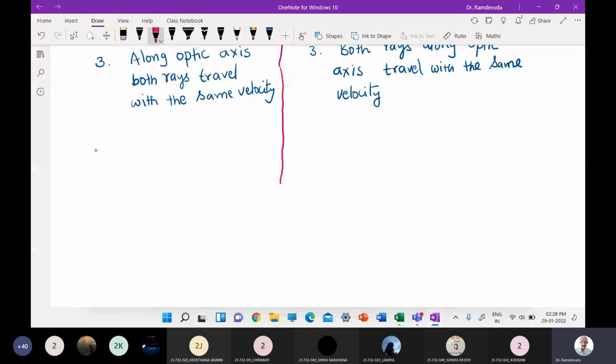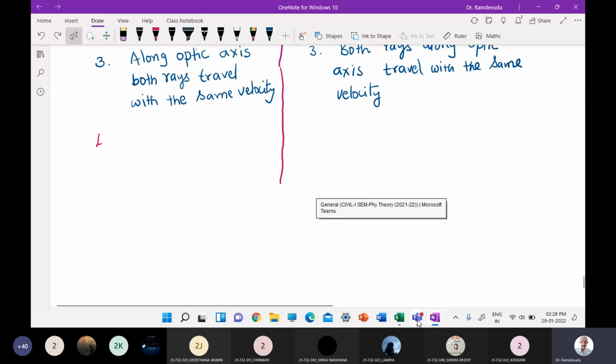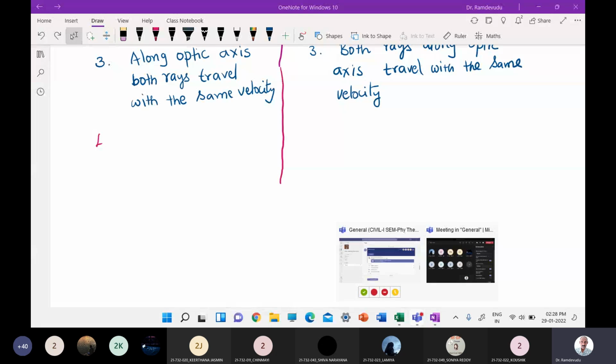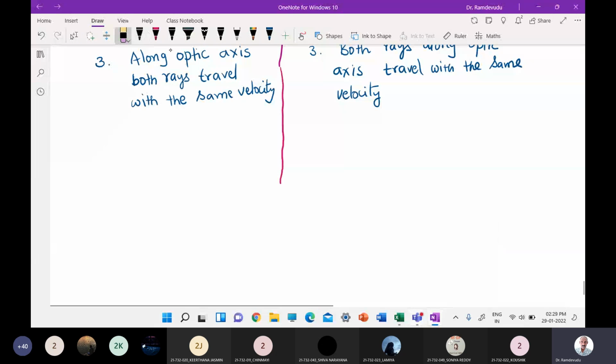Sir, can you hear me? In differences, you wrote a similarity, sir. Yeah, this is only a similarity. That's why, as I told you initially, we have some same properties and other different properties also. This is a similarity, of course, that both travel with the same velocity.